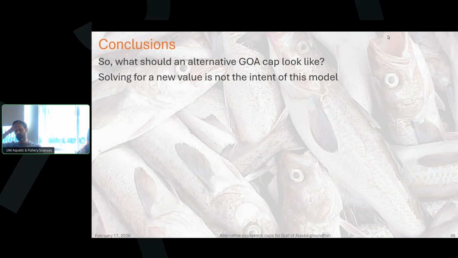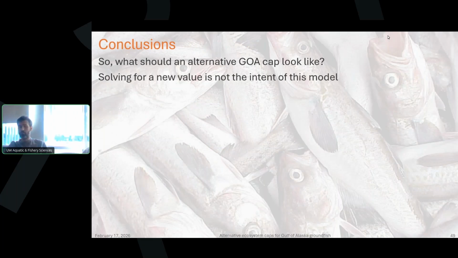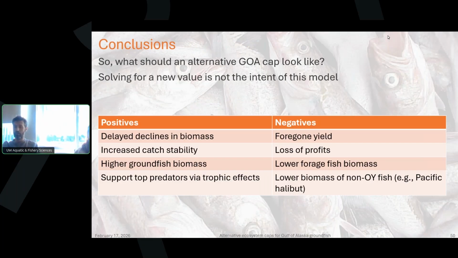So we've been asked, well, I've been asked, so then what's a value that you should use for the cap, if not the status quo? And I don't believe that the intent, well, my intent is not to solve for that with this model, because I don't think that this model can do that. This is not a fully quantitative representation of the real world, but there are things that we can do.